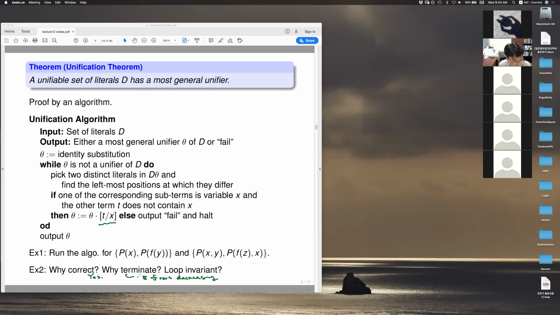So this is a typical argument. Some measure which is bounded below keeps decreasing in each iteration of the loop. So that's a typical way of showing termination of the algorithm. And then second, why does this algorithm do the right thing? Because of the loop invariant. And the loop invariant we're going to talk about is the following.